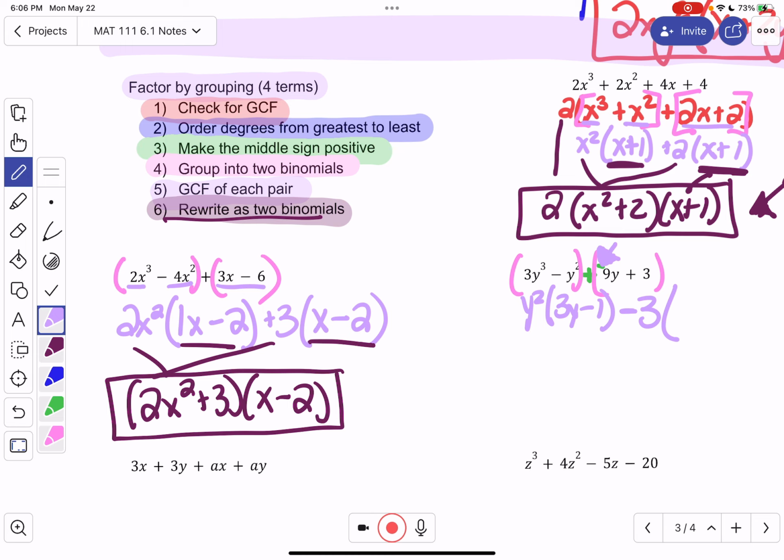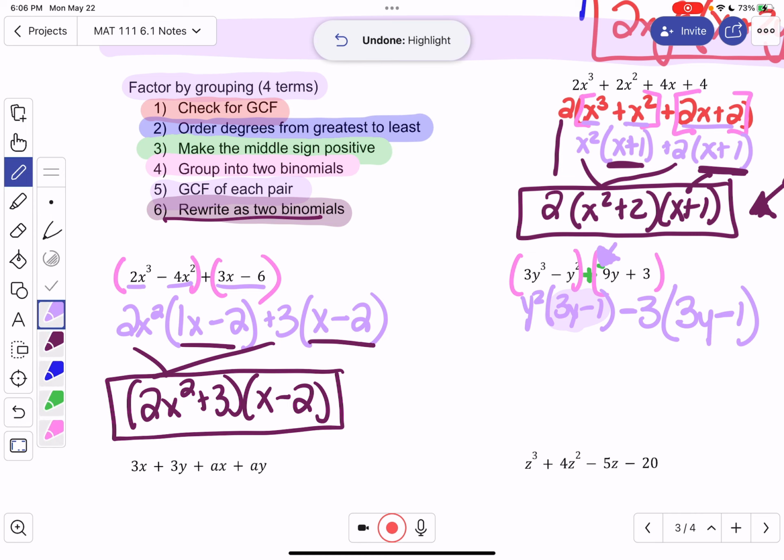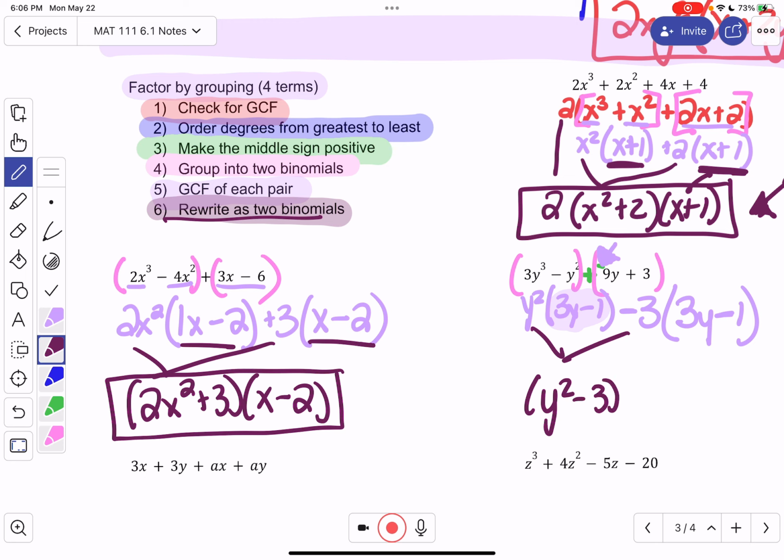Negative 9 divided by negative 3 is positive 3. And 3 divided by negative 3 is negative 1. Now these match. That's why the negative is important, because if those don't match, we can't do factor by grouping. So our last step is to rewrite what we pulled out. Y squared minus 3 was one of them. And then 3y minus 1 was the other.